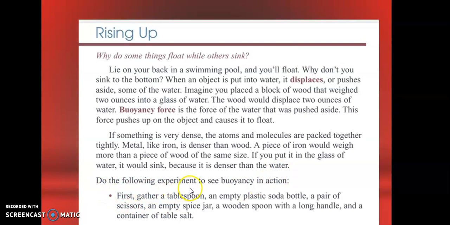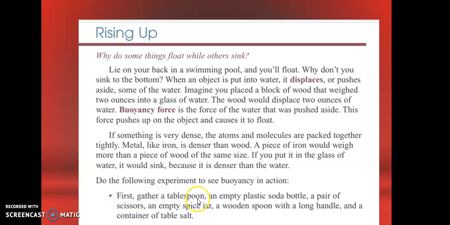Do the following experiment to see buoyancy in action. This is an experiment that you can do in your house. You can do it with other materials, like a plastic bottle or a metal spoon, and you're going to see what things float and what things sink. In this part, I explain the materials and the steps to make the experiment.